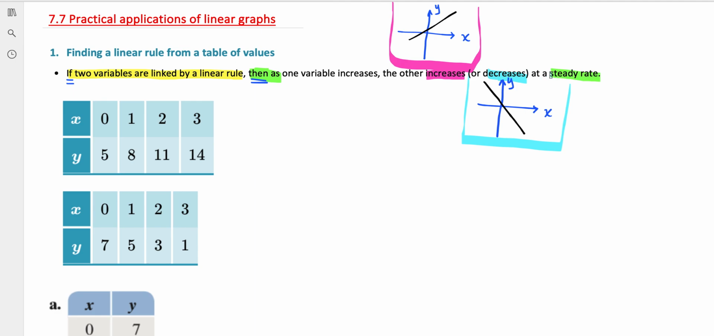This bit here, at a steady rate, means that it's a linear graph. It's creating a linear pattern. If one increases much faster than the other one or decreases much faster than the other one, so the rate is not similar, it starts small but then changes very quickly, then it's not a steady rate. We're going to talk about these ones with the examples that we have here.